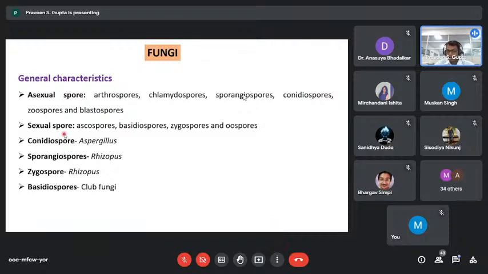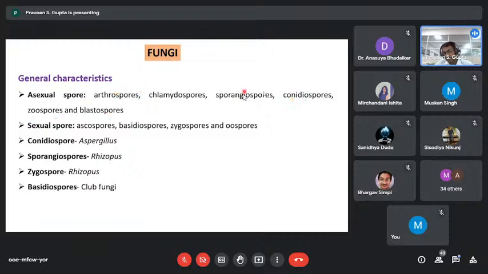And some of the general characteristics, again, important is the type of spores. Here you can find some questions asked about spores. See, fungi produce two kinds of spores: one is asexual and the second is sexual spores. Asexual spores are arthrospore, chlamydospore, sporangiospore, conidiospore, zoospore, and blastospore.